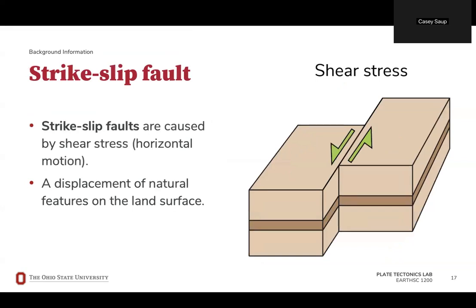Strike-slip faults are caused by shear stress, resulting in horizontal motion along the fault plane. These faults don't involve vertical displacement, but instead cause a lateral offset of surface features. The San Andreas Fault in California is a famous example of a strike-slip fault.